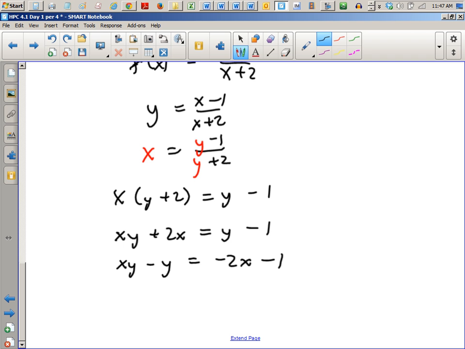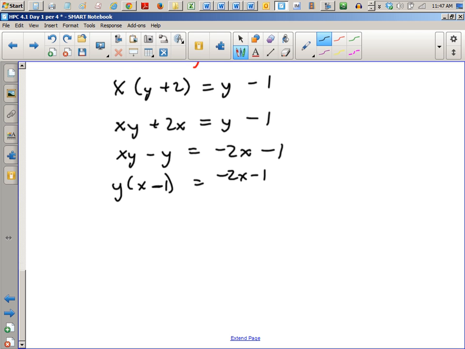So I separated the y terms on the left and the non-y terms on the right. And then I can factor out a y. And lastly, divide. Okay, this is my inverse function.